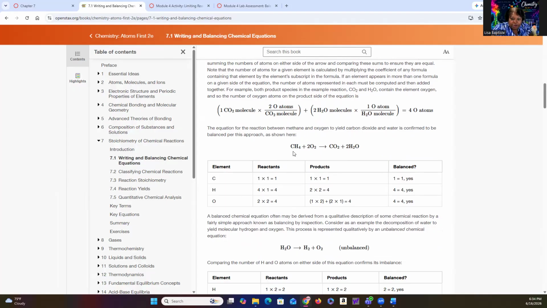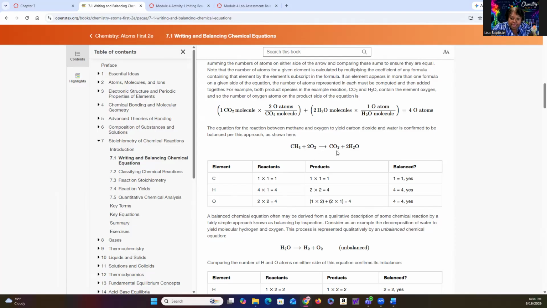For hydrogen, we have 4, so we have 4 basically. For oxygen, we have a coefficient of 2 and a subscript of 2. So we want to multiply the two numbers and we get 4. Okay. Coefficients are the numbers that are in front of your substance in the reaction. Okay. And so if there's no number written, it's understood to be 1.